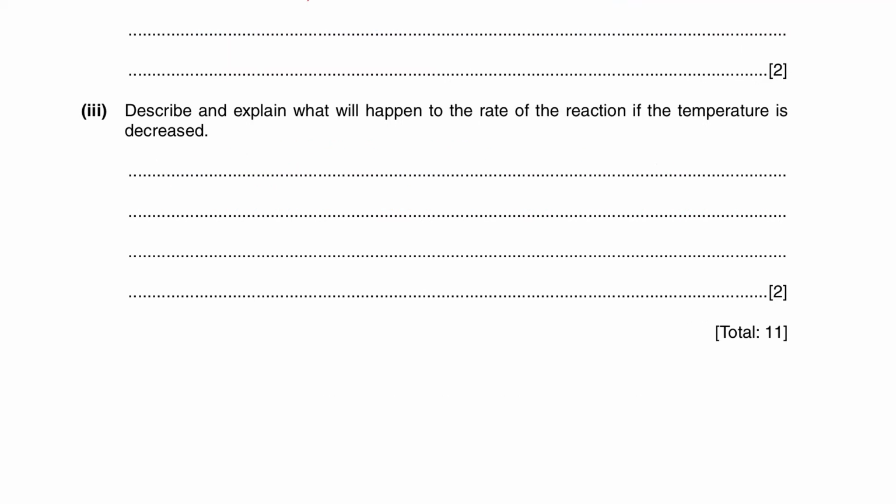Let's move on. Describe and explain what will happen to the rate of the reaction if the temperature is decreased. Now again, you gotta understand that the rate of the reaction is something different from the equilibrium of the reaction. Equilibrium has a forward rate and a backward rate, whereas a regular reaction will just have rate. So it's easy to get confused between which side is favored and which side isn't.